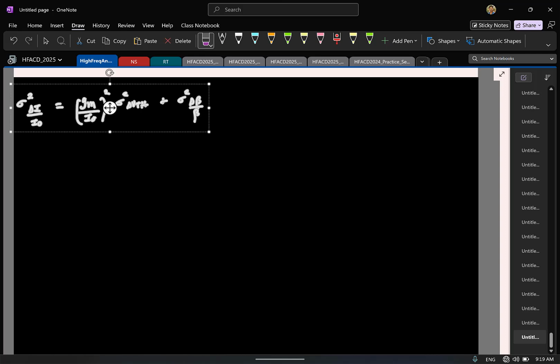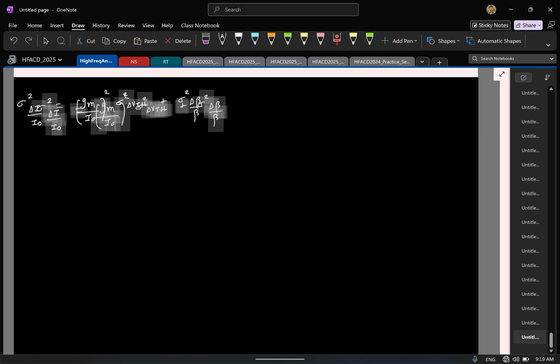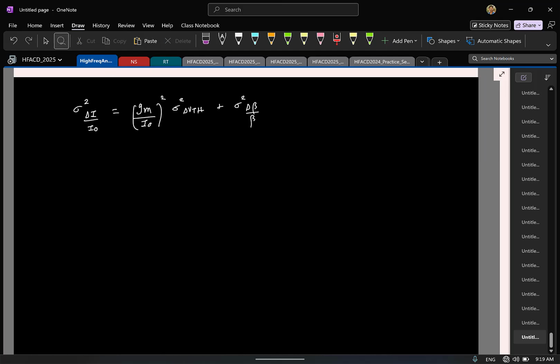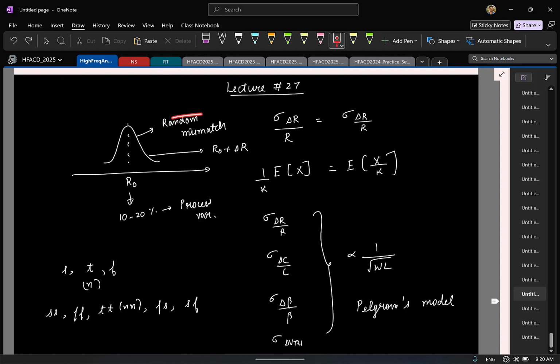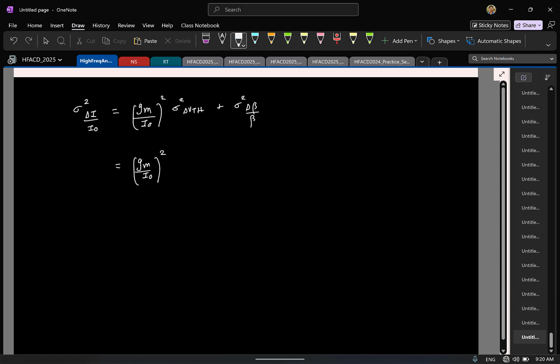Okay, so this is the final expression we have. Let's make sense of the expressions. Remember, this is Gm by I naught whole square. And Marcel Pelgrom already told you this is inversely proportional to area, that is, all the sigma quantities are inversely proportional to the square root of area. So I can write it as some constant a VTH square by WL plus some a beta square by WL.